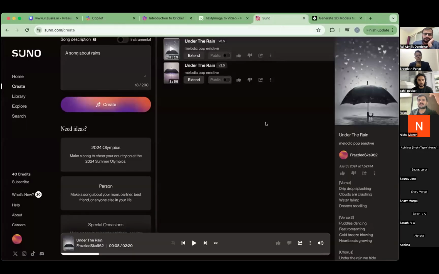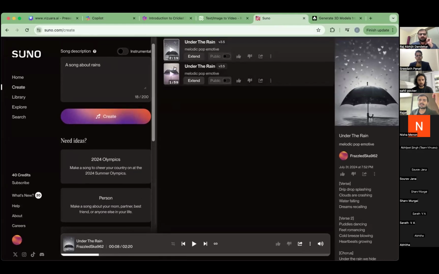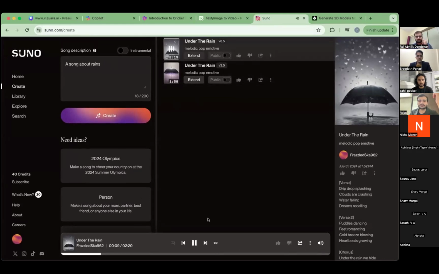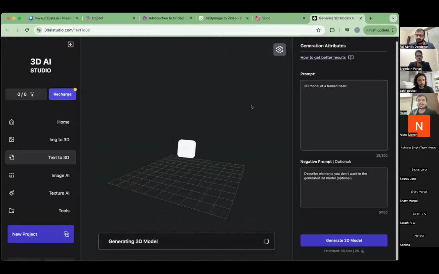Then we can generate music from scratch. So let's say I've given a song about rains, and I click on this song. A completely new song will be created, which was not existing before, based on the prompt which you have given. And then finally, generating 3D models. There are a number of applications in this domain also.